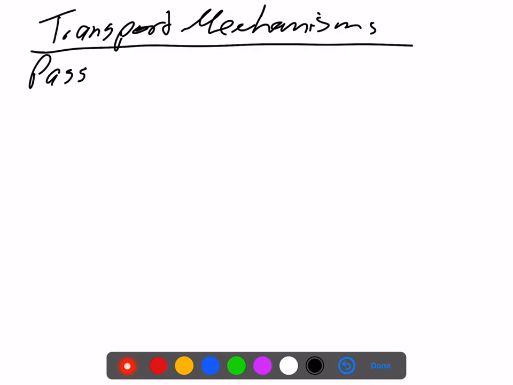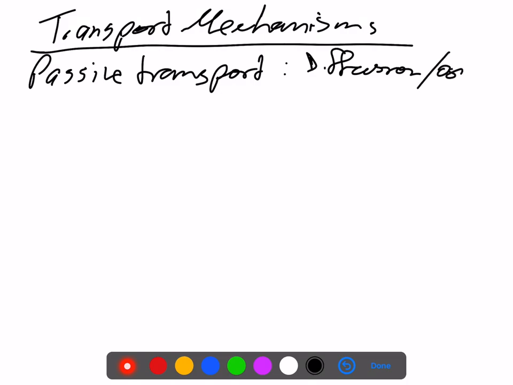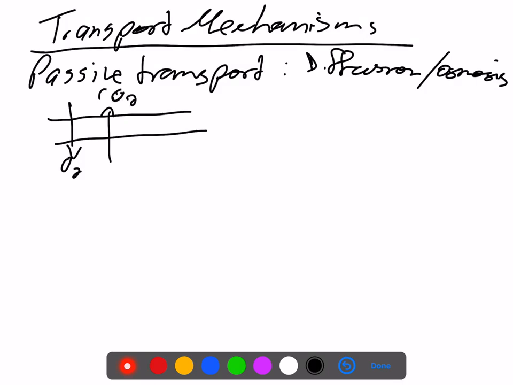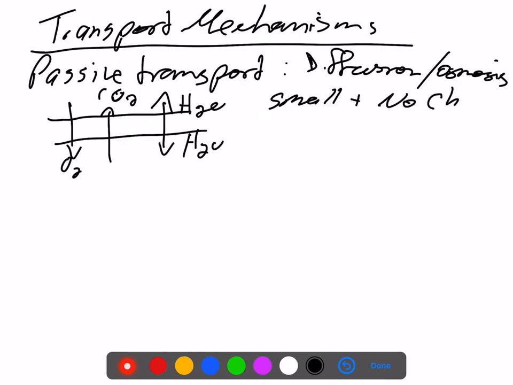In transport mechanisms, we covered passive transport. These are things moving through the membrane from high concentration to low. So this is diffusion, osmosis. If you're moving through the membrane without any help whatsoever, we said oxygen can do this, CO2 can do this, and we said water can do this. And why can they do it? Because they are small and do not have a charge. Okay? So that's one type of transport.